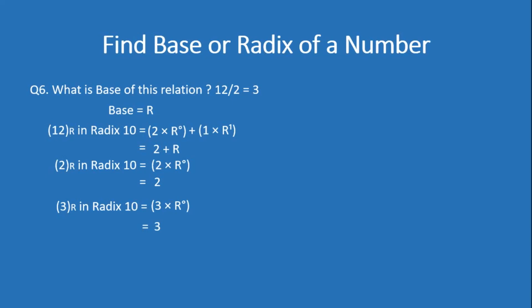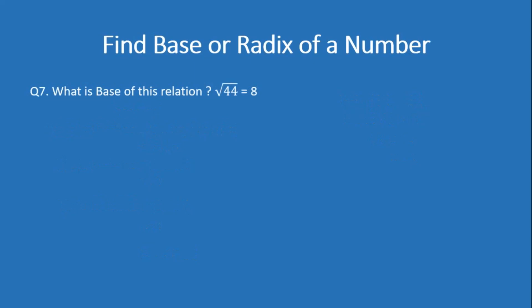Now we will put those values in the equation. So 12 divided by 2 equal to 3. In place of 12, 2 plus r. In place of 2, 2. And in place of 3, that is 3. So we will solve the equation and we got the result r equal to 4. So this is the answer.